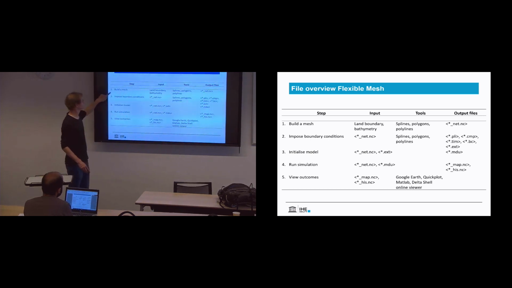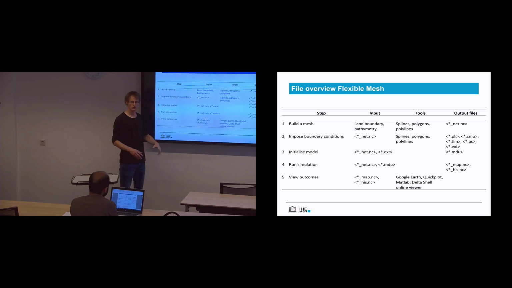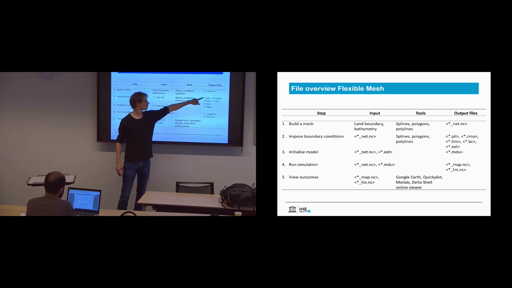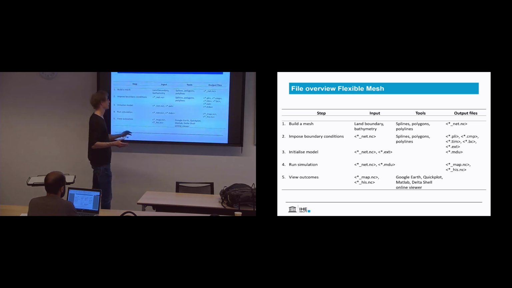So if you build a mesh, then you usually start with a land boundary that spatially constrains where your mesh should be, like we saw on the very first slide with the breakwater and the harbor and so on. And that will give you a netcdf file, underscore net.nc. So that's also a difference with Delft3D4. So all the outputs in FM is netcdf, which makes it very convenient to work with all sort of tools. It's way better than the Nefis format of Delft3D4, if you ask me.